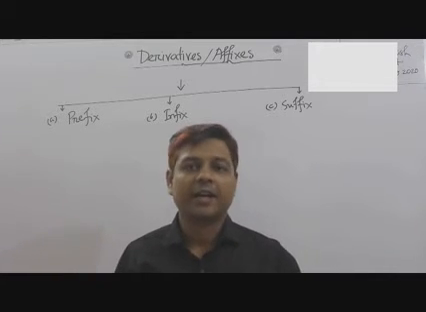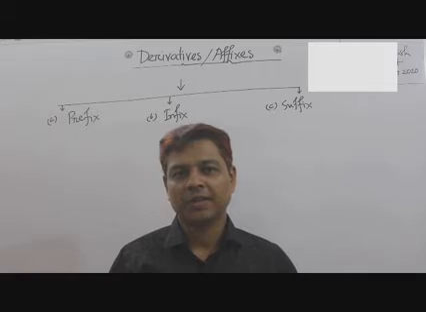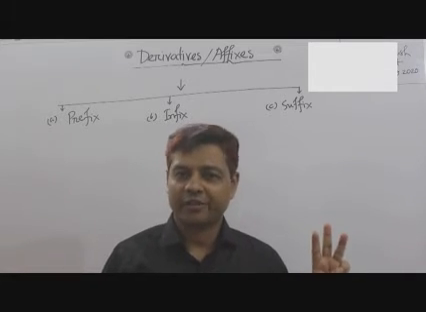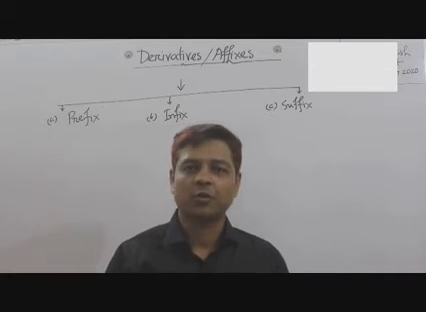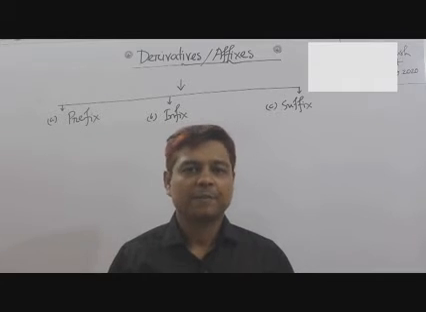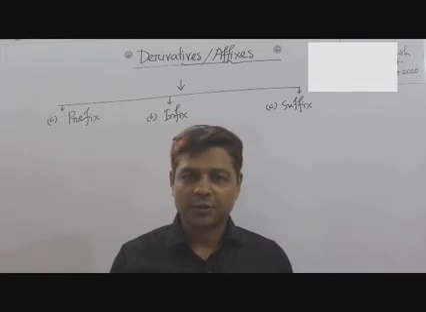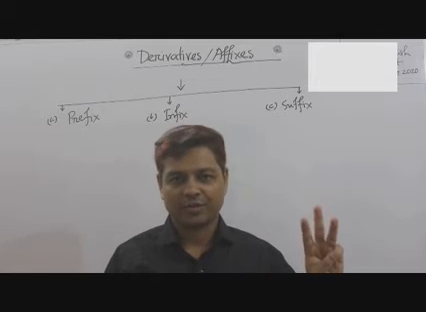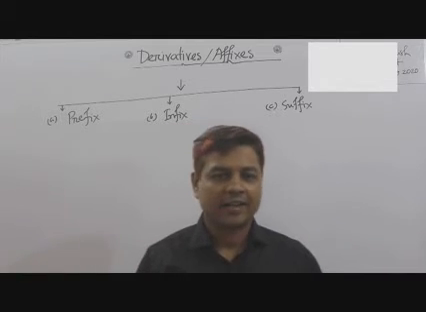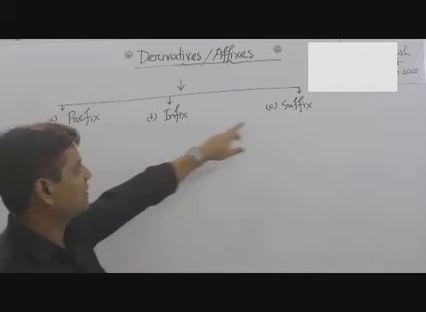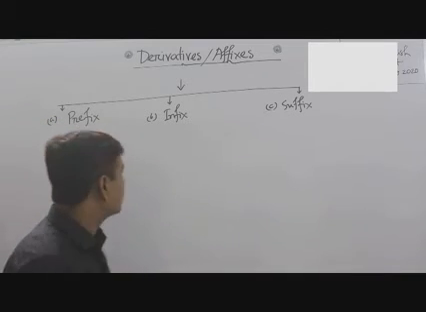But today, I am going to discuss three types of affixes or three types of derivatives that are used to form new words. They are prefix, infix and suffix. So let's go with three types of affixes. At first, here you see prefix, infix and suffix.